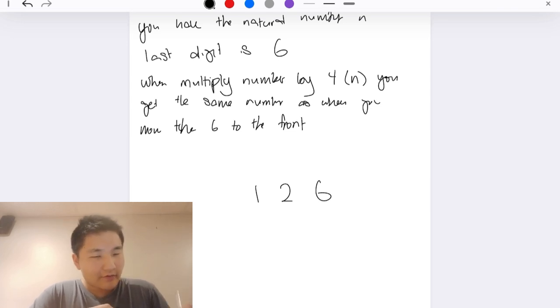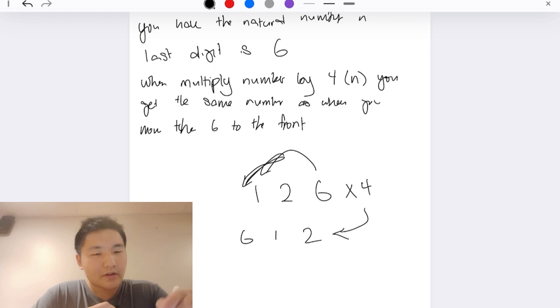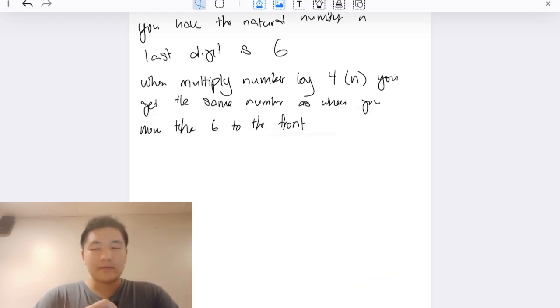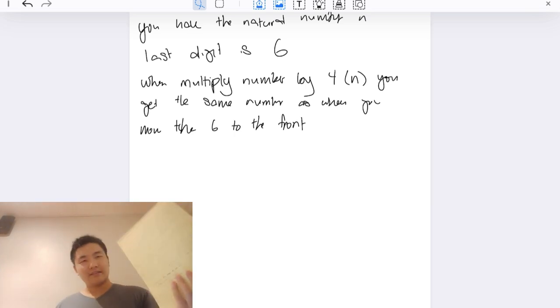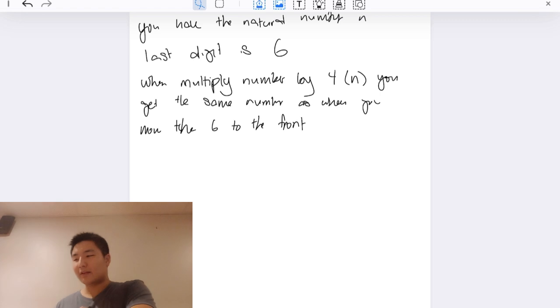So basically you have this number over here, and when you move the 6 to the front, the very front, it becomes 6, 1, 2. And basically what you want to do is have this number multiplied by 4 be equal to that number. So I thought this was pretty cool, which is why I am sharing it today. I already solved it. I have it on paper next here, and it's pretty neat actually, a lot neater than what I'll be able to write here.